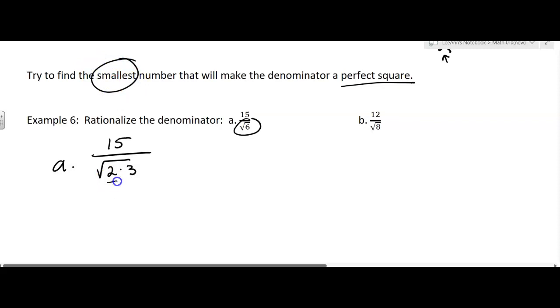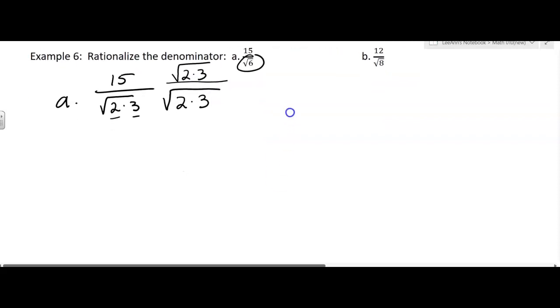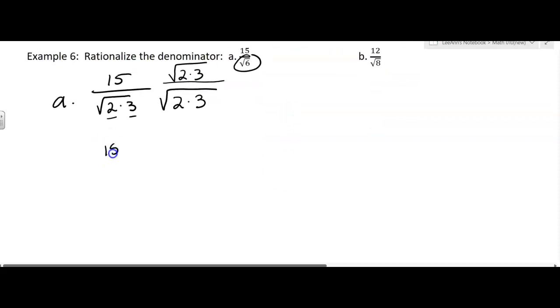So I only have 1, 2, and I have 1, 3. So I couldn't even simplify that. So I'm going to have to multiply by another 2 and another 3. Sometimes it just helps you to see visually, okay, what do I need to multiply by? Well, I need another 2 and another 3. Well, what is that? Well, that's 6, right? And that's kind of what we thought we were going to do anyway. So I'm going to have 15 times the square root of 6 over just 6.